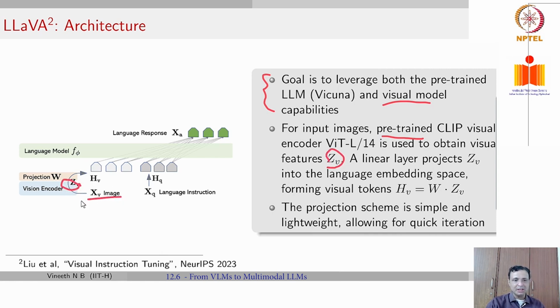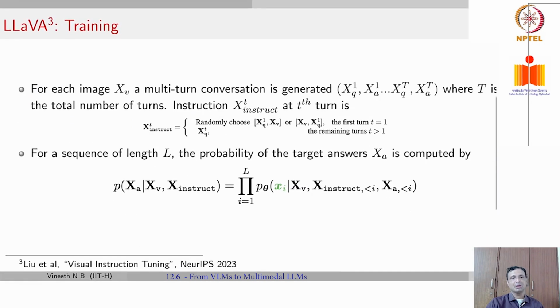So XV, a given image, is fed into the visual encoder, which is a ViT, and you get ZV. A linear layer projects ZV into visual tokens HV. So you have a bunch of weights which are learnt, which project ZV into HV. And this projection scheme is simple and lightweight so that you can do this efficiently and quickly.